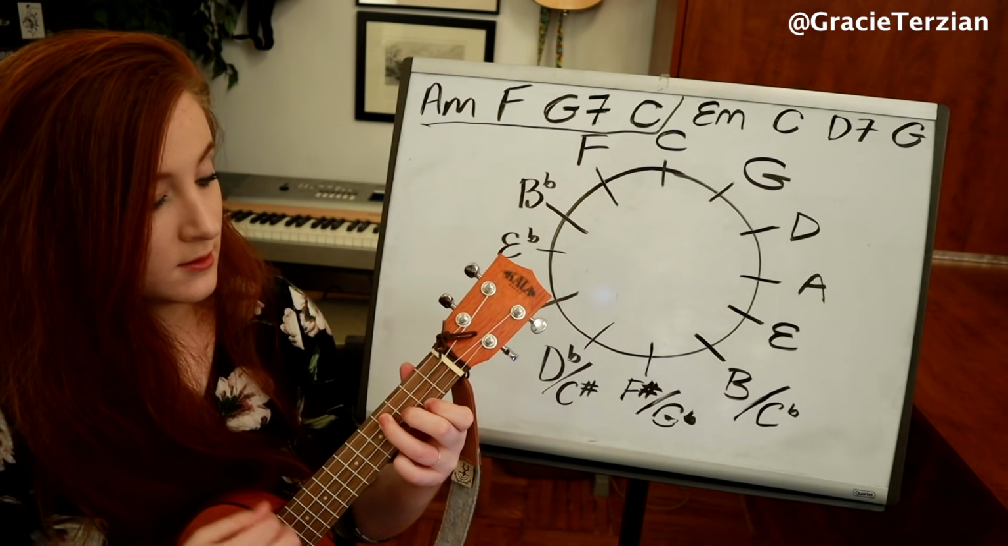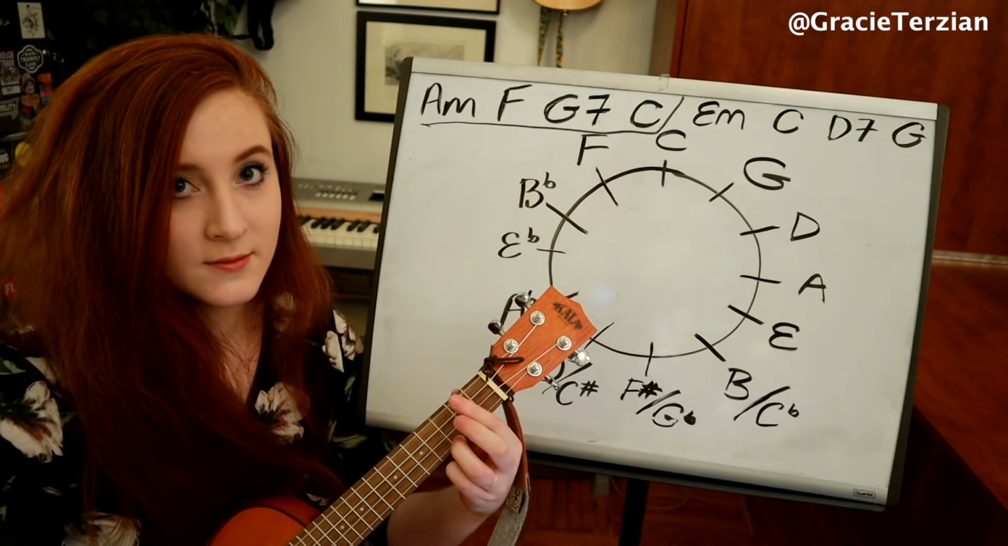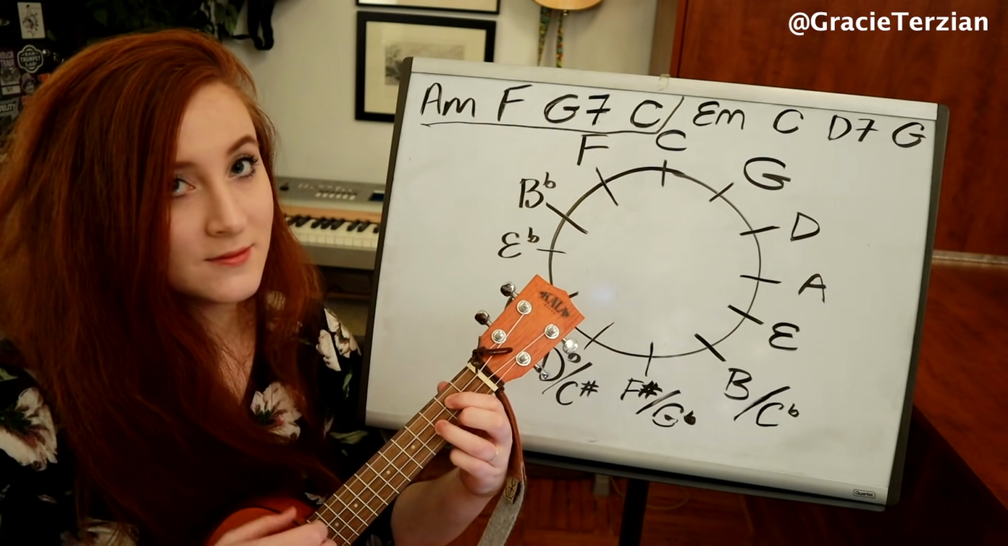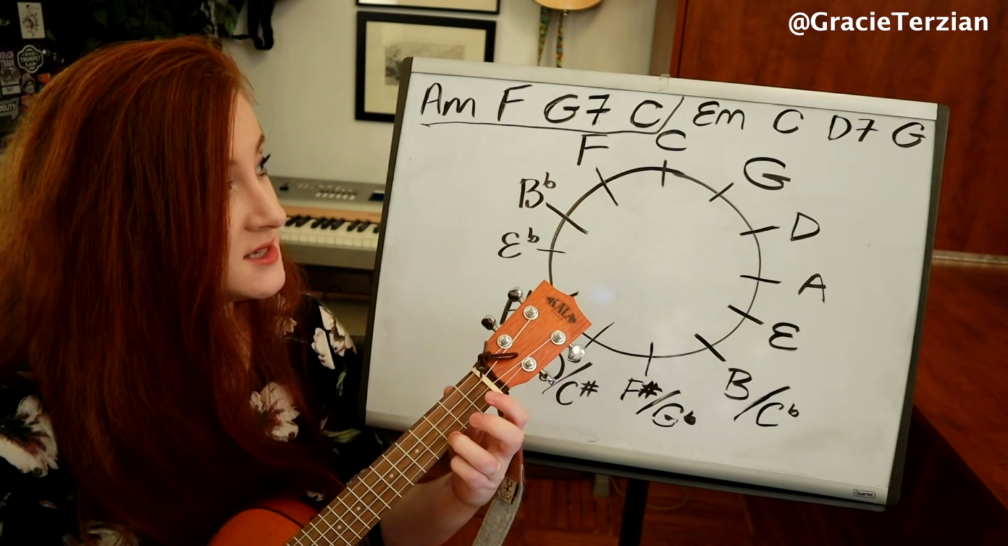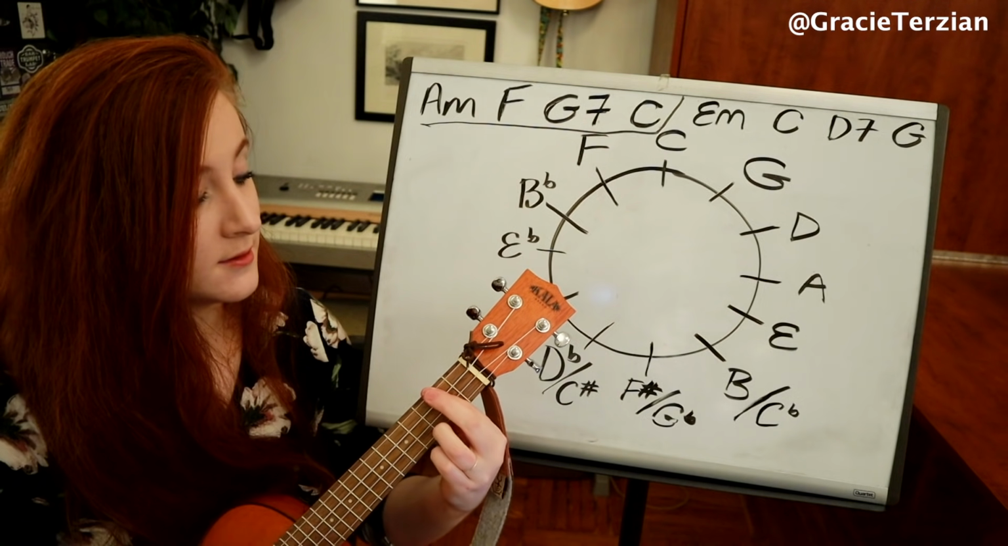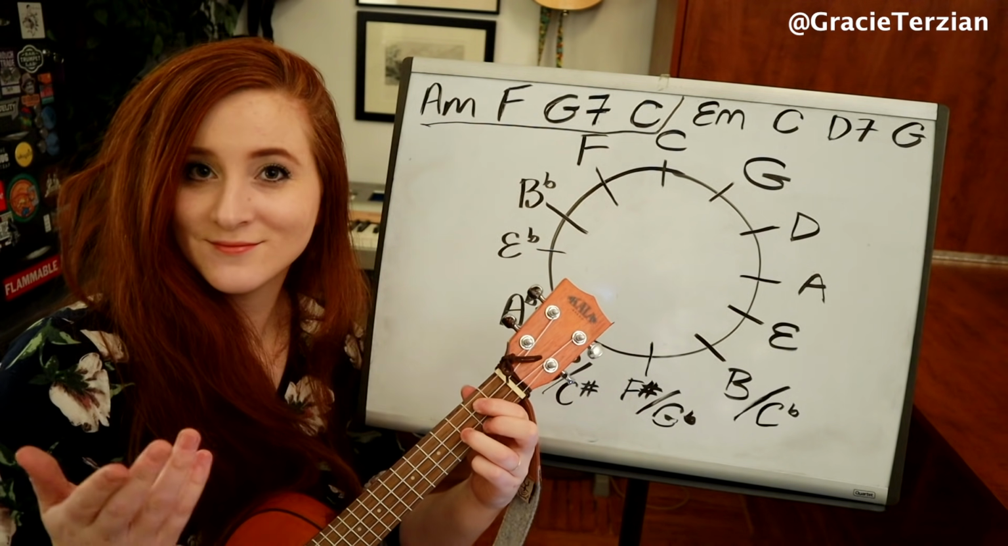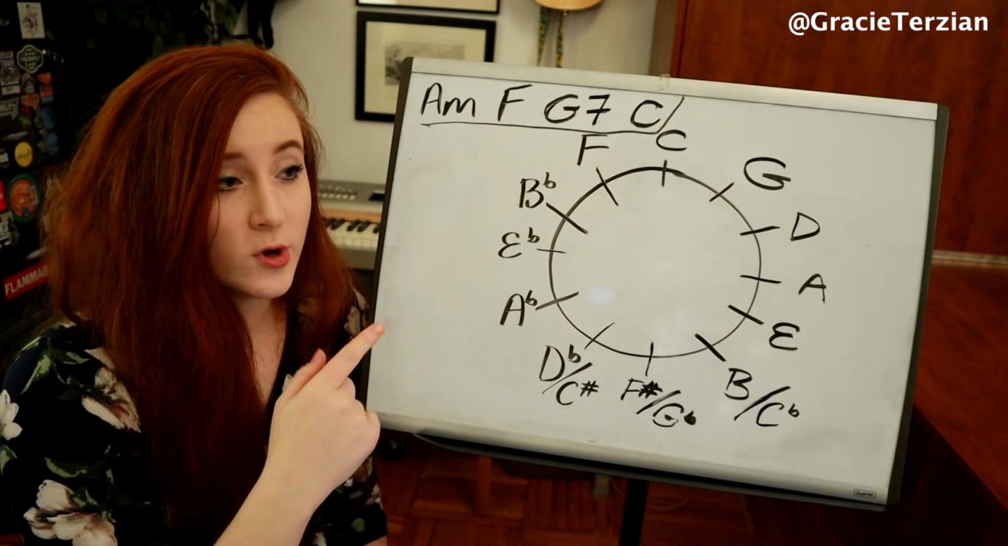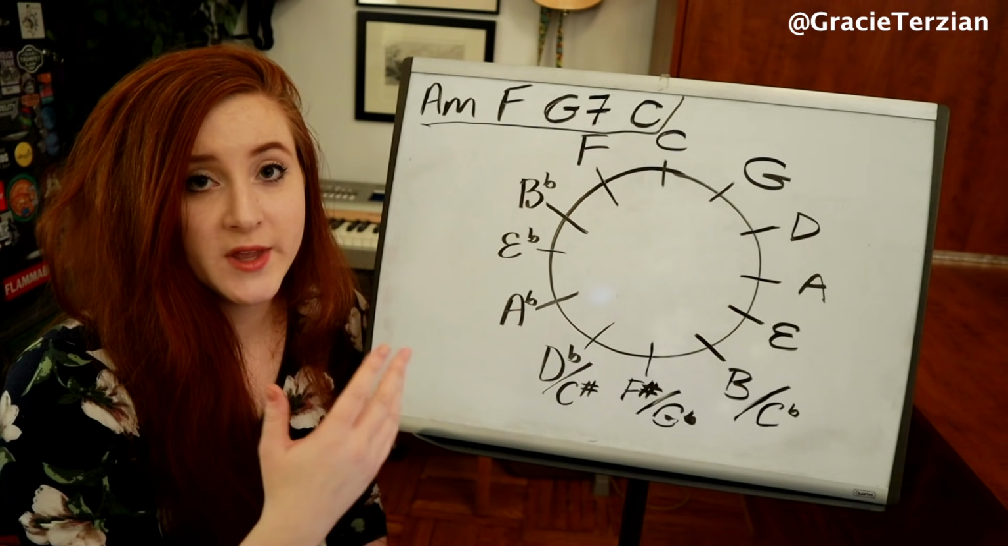So now, if I were to play this little chord progression a fifth higher, it would sound like this. E minor, C, D7, and G. And just so you know, this would work with melody notes as well, not just chords.